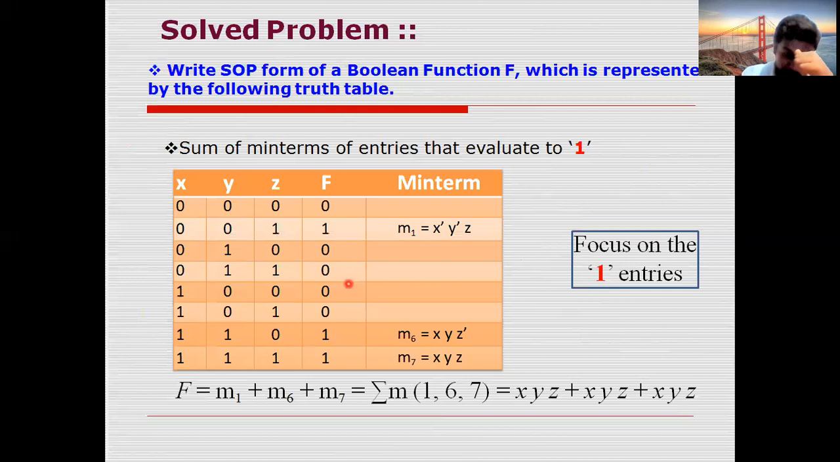If you see here, this is a problem related to the M notation. As the given question is in SOP form, write the SOP form. SOP means you should concentrate only on the ones; focus on the 1 entries, don't focus on zeros. Convert your value of 1 in terms of min terms by using the assumptions, and you will get these 3 terms: M1, M6, M7. Why? Because only these 3 min terms have the output as 1. And what is the shortest form of SOP? Summation M, so summation M of 1, 6, 7. Write the answers like this.